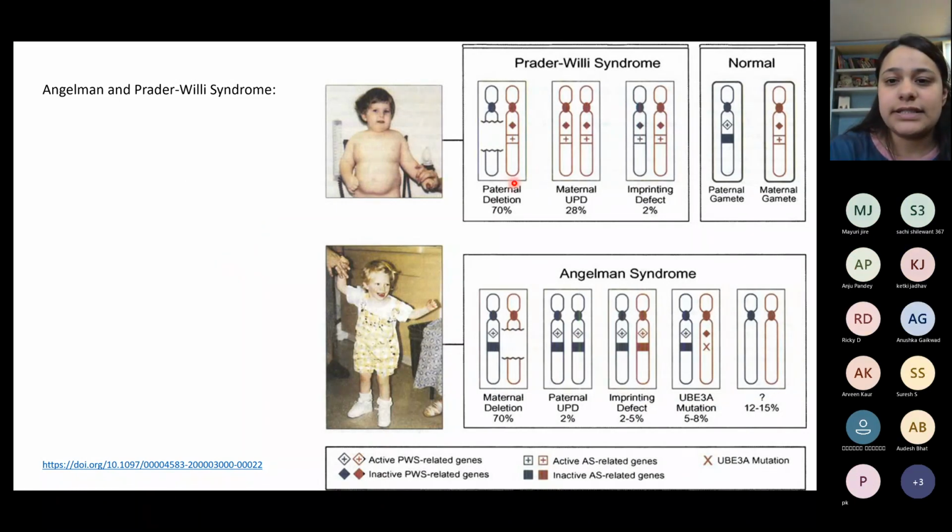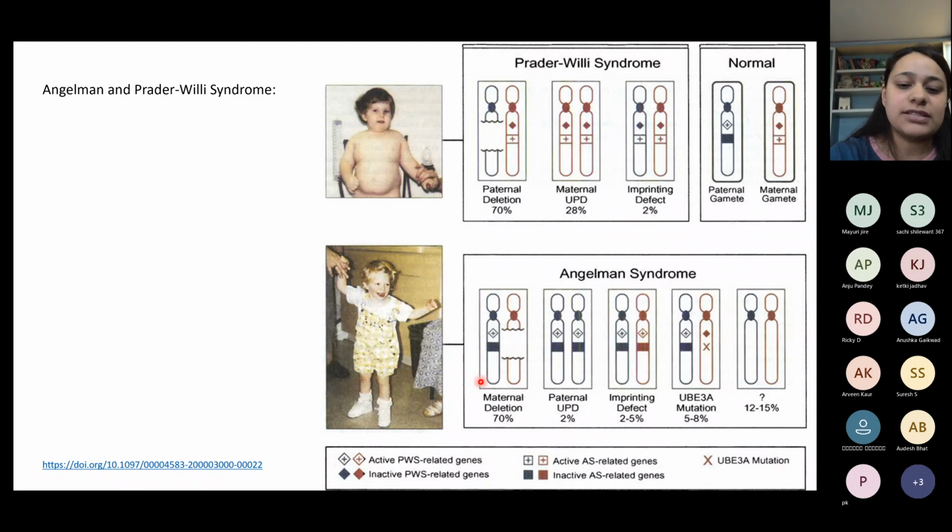Okay, so both these disorders lie because of defects on chromosome 15's Q arm, right? If there's a paternal deletion in this particular Q arm of chromosome 15, then there's a 70% chance that Prader-Willi syndrome will occur. If there's maternal uniparental disomy, there's a 28% chance that this defect will occur. And if there's an imprinting defect, that is, if there's abnormal silencing of the chromosome that should remain active, then again Prader-Willi syndrome will occur.